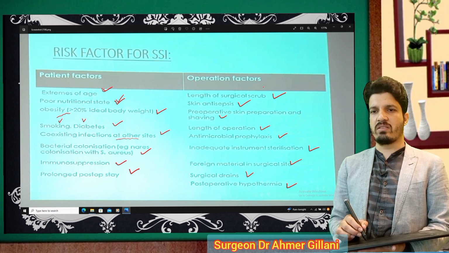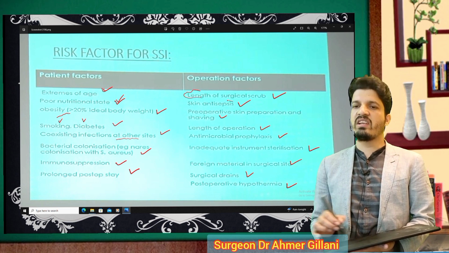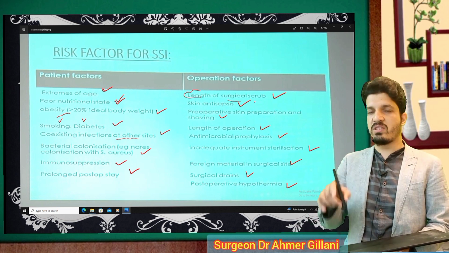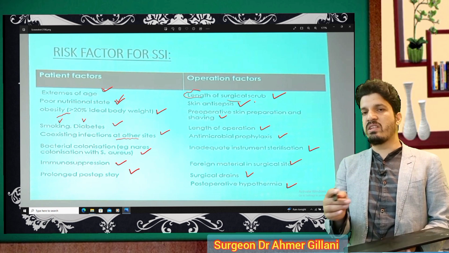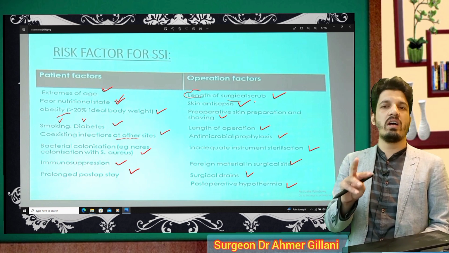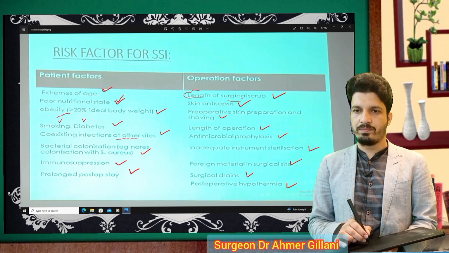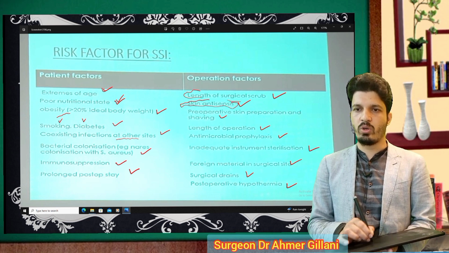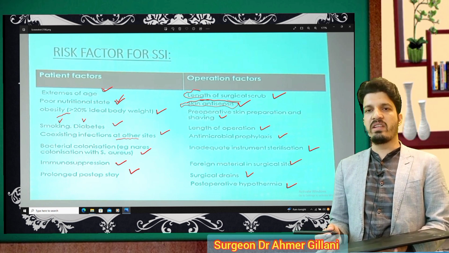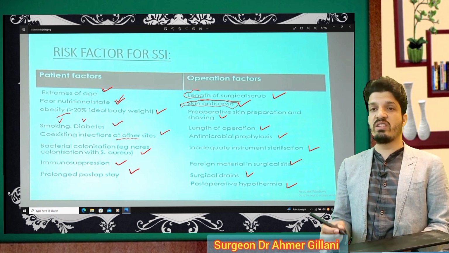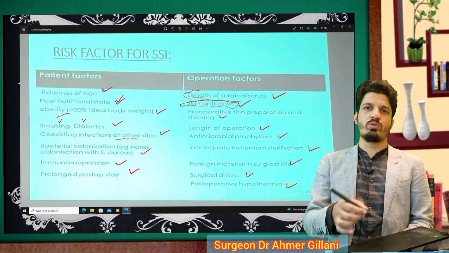In case of the operative factors, length of the surgical scrub matters a lot. Why? The recommended length of the surgical scrub during the first operation of your first day is 5 minutes, and this is the minimum. And after every operation, for the subsequent operations, it's at least 3 minutes. And if I discuss skin antisepsis, most of the time we use povidone iodine solution for the antisepsis, and its onset of action is 3 to 5 minutes. It's not like you just paint the area and immediately start your operation.